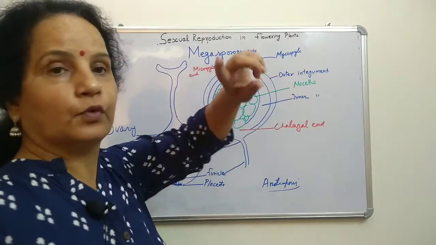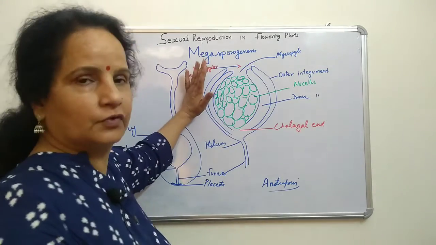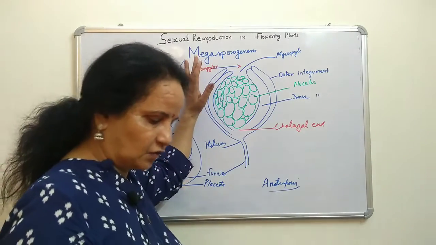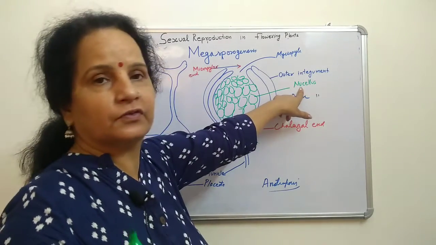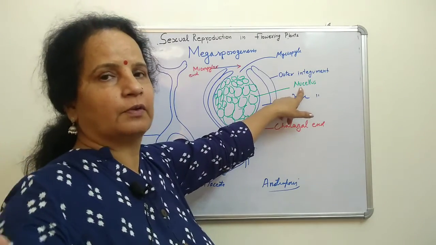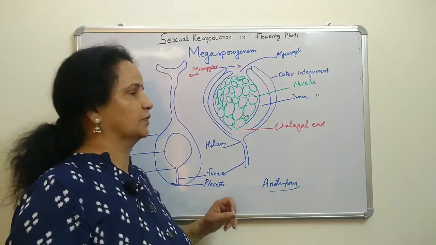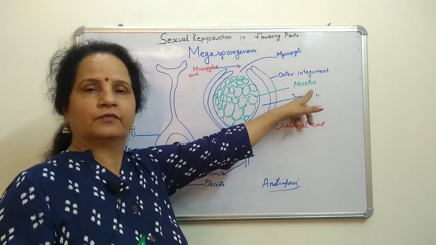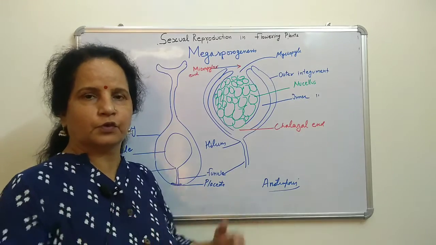These are responsible for female gamete formation. As in male gametogenesis and microsporogenesis we saw the sporogenous tissue, here in the female we have the nucellus cells and nucellus tissue. Where the sporogenous tissue is responsible for male gamete formation, here the nucellus cells are responsible. They will go for meiotic division and produce the gamete.